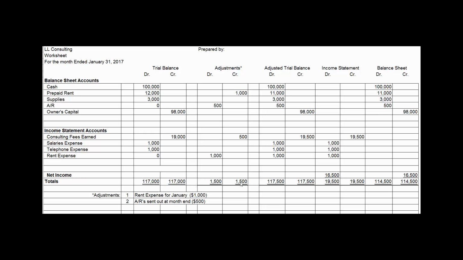But you have a check down here at the bottom all the way along to make sure that you've done everything right. And that's all there is to the 10-column worksheet.